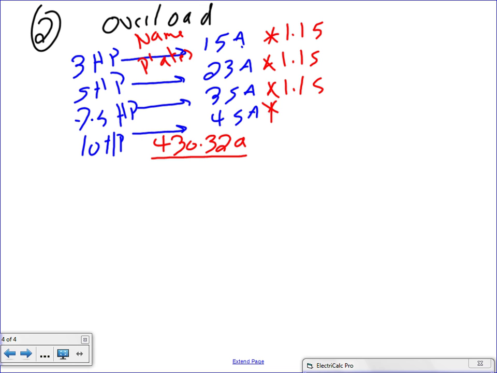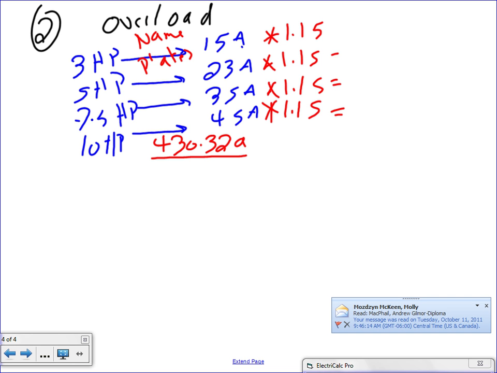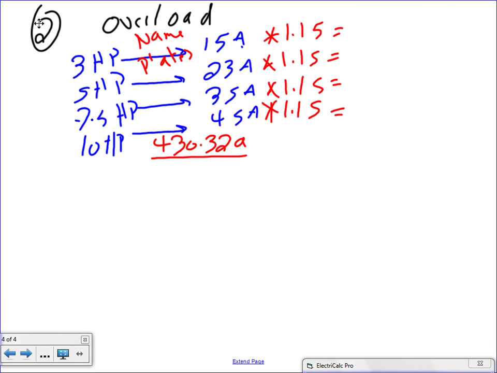1 times 1.15 equals. Okay, who's my calculator here? 1.15, did you do them? 17.25, make it to 1 decimal, 17.3. 17.3 amps, 26.5, 40.3, and 52. Okay. These are the overloads.